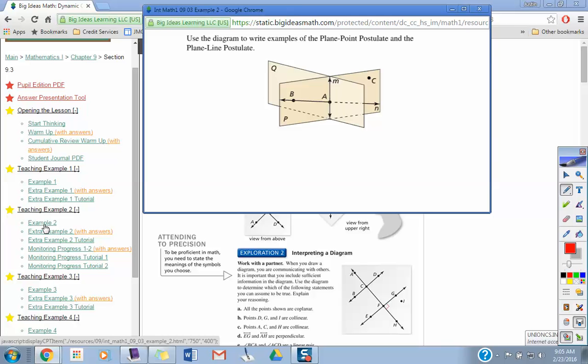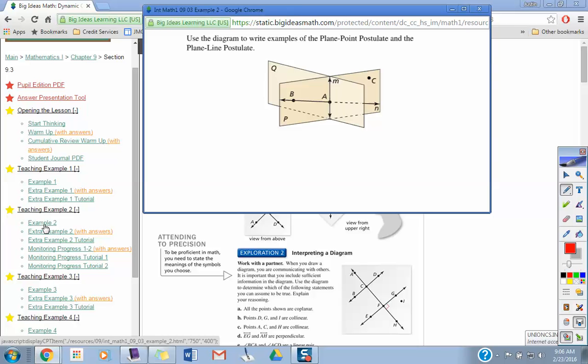Okay? First of all, guys, do you guys see this Q right up here? Can you see the flat surface that angles this way? Kind of the lighter of the two tans. See that flat surface that's the lighter of the two tans right there? That's plane Q. What plane is this? Plane P. Okay, plane P. We need to use the diagram to write examples of the plane point postulate and the plane line postulate.